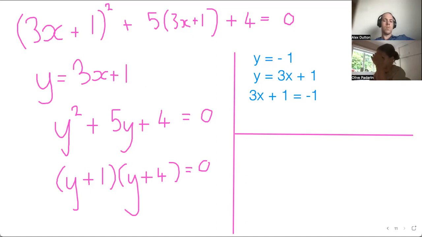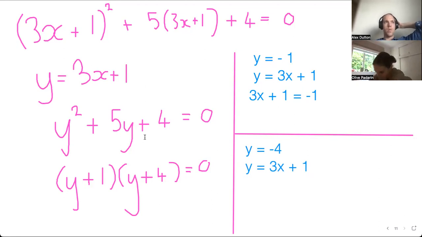Okay, so x equals negative 2/3. Yeah, and then you just got to pull the same trick, but now we're going to use the fact that y equals -4, and y is still 3x plus 1, right? So you see, y is just this thing that we replace 3x plus 1 with temporarily to help us see and simplify the quadratic.